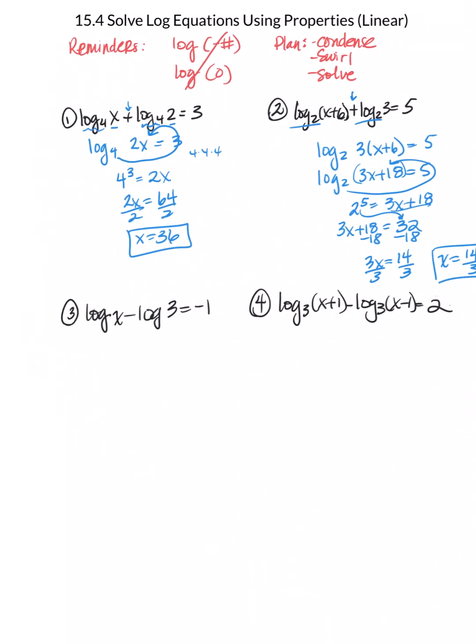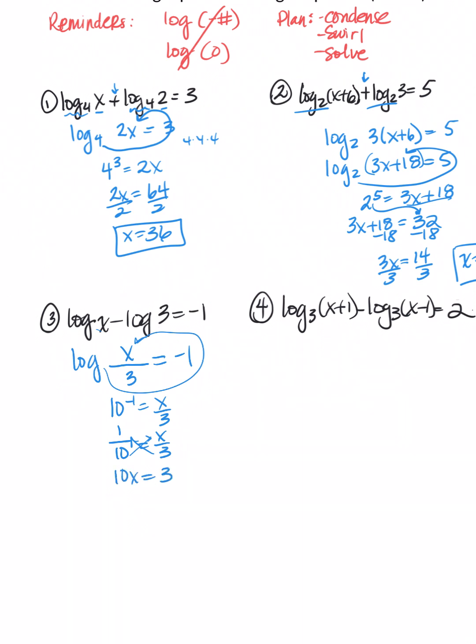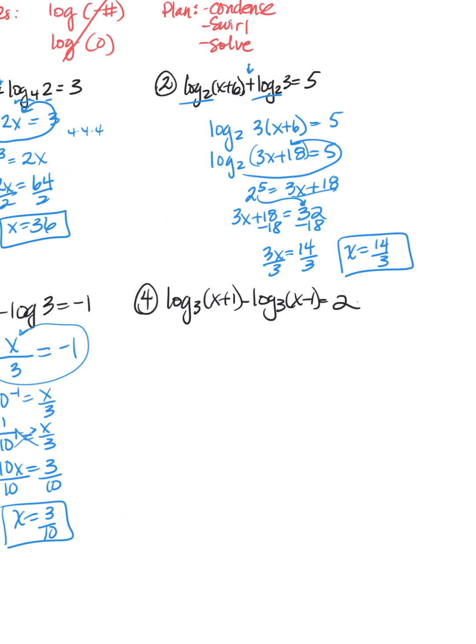Okay, let's jump over here to number 3. All right, these are common logs, so we're going to have a common log of, remember the minus means there's a division bar, so it's x over 3 equals negative 1. So let's swirl it out. Well, what's the base? It's 10 to the negative 1 equals x over 3. So remember 10 to the negative 1 is 1 over 10 equals x over 3. Now we have a proportion we could cross multiply. So I'm going to have 10x equals 3, divide by 10. X is equal to 3 over 10. There you go. Let's look at number 4.